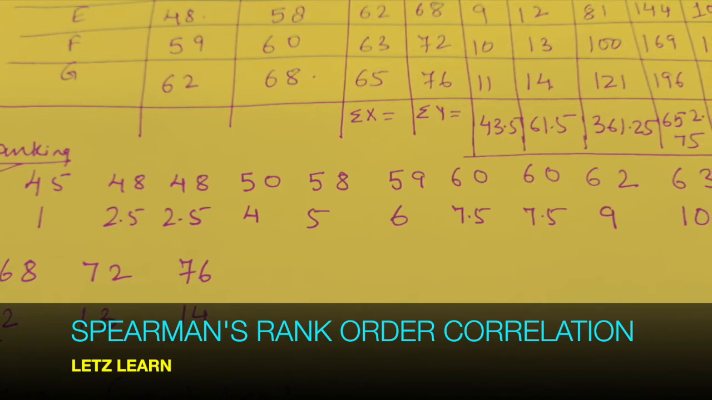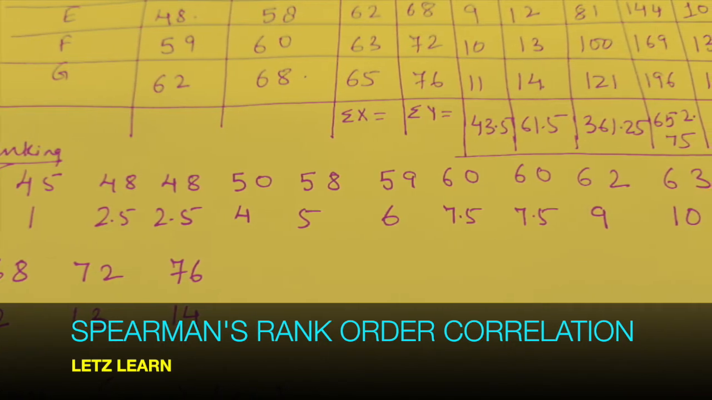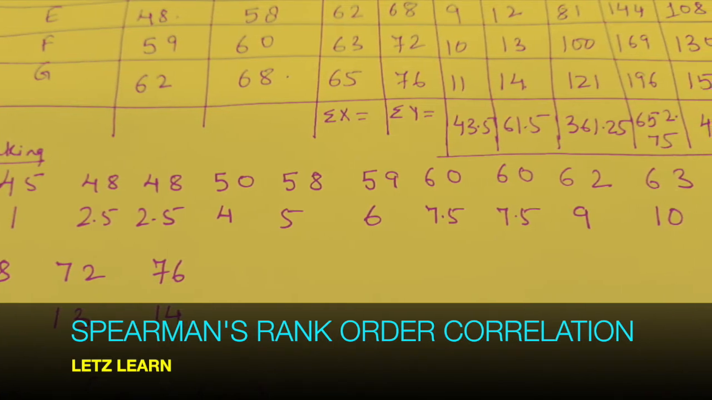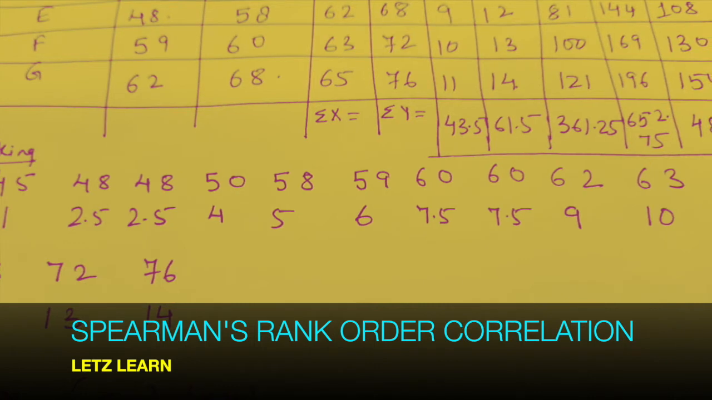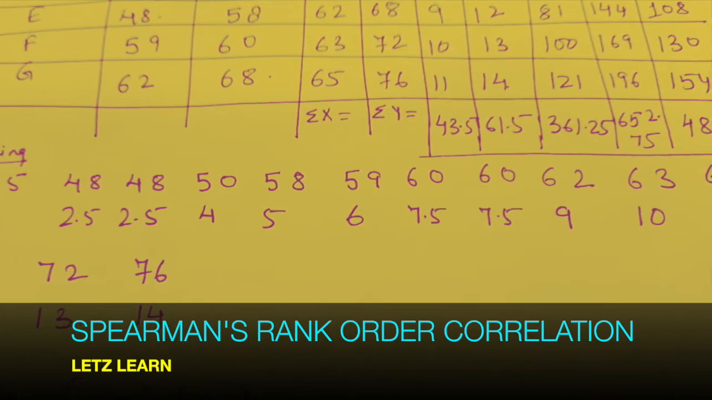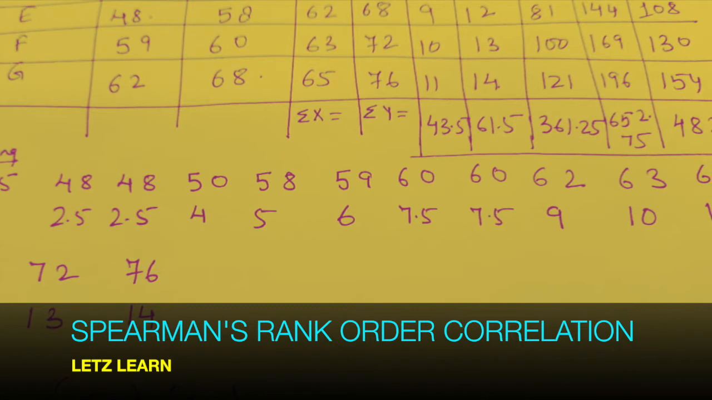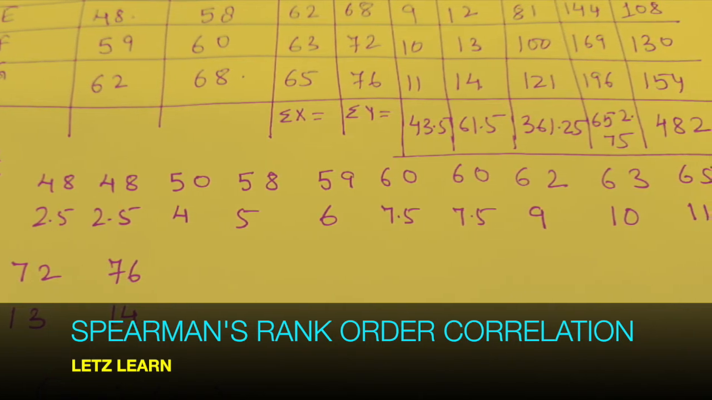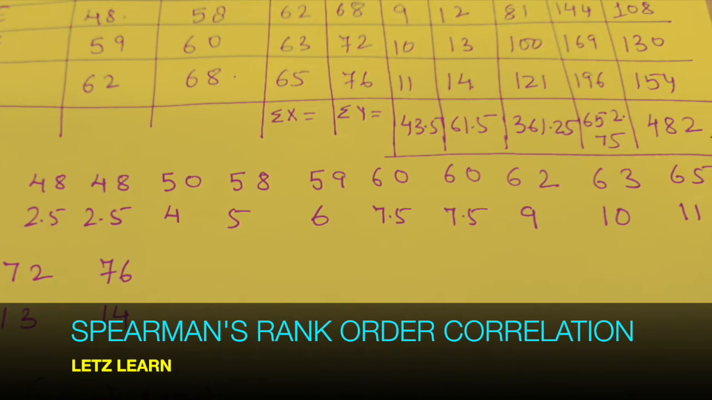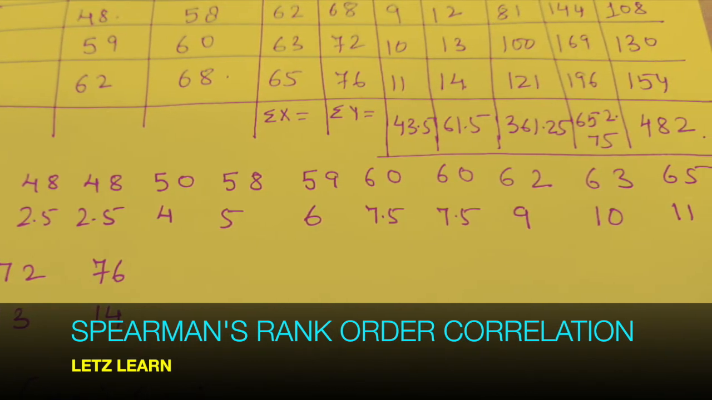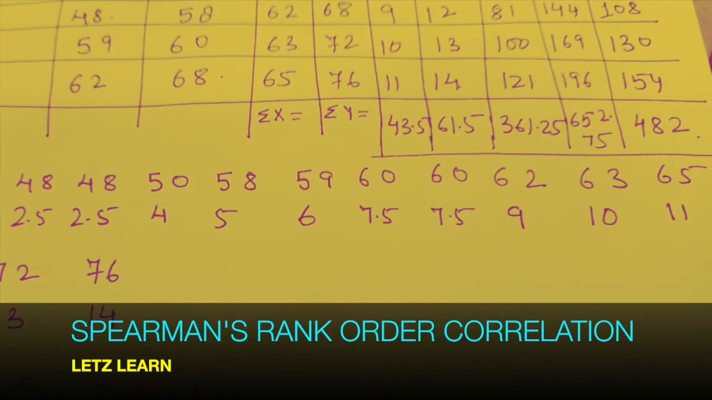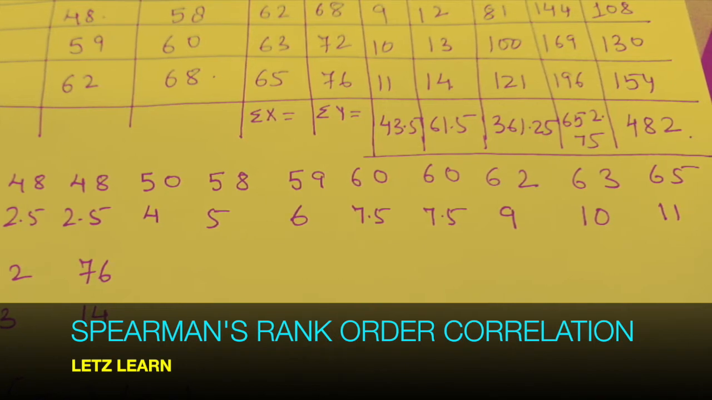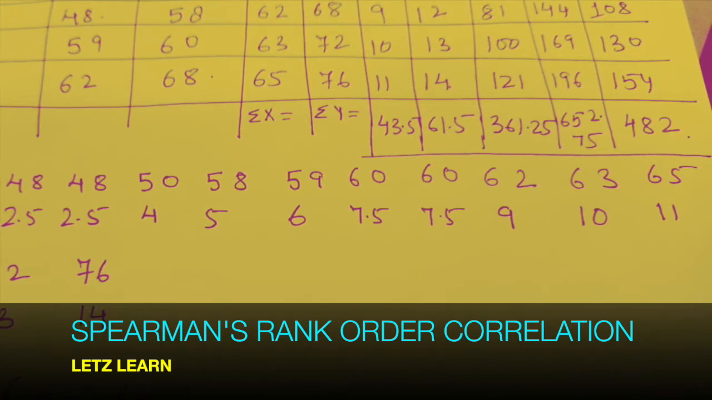So 2 plus 3 divided by 2, because there are 2 values, gives 2.5 each. Moving ahead, 50 is 4, 58 is 5, 59 is 6, and again 60 appears twice, so it will be 7 plus 8 divided by 2, which is 7.5 each. You have to be a little careful about the ranking part. After that, since all the numbers are individual numbers, we do the ranking as untied ranking here. 62 is 9, 63 is 10, and so on.